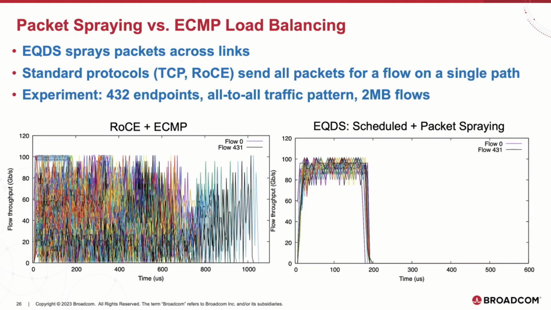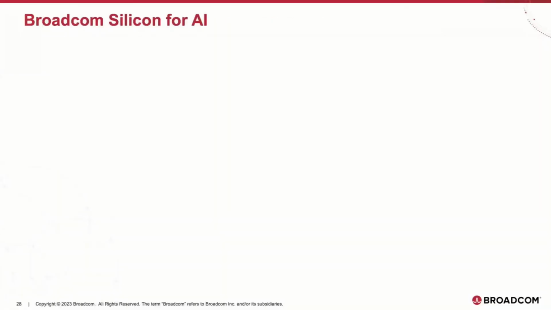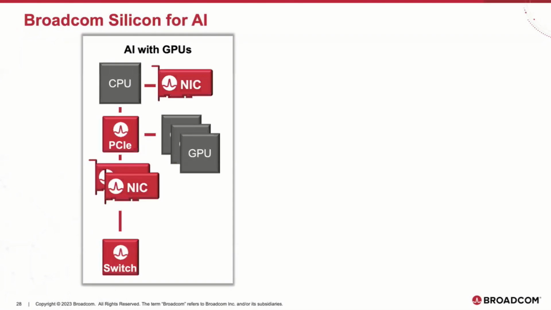Okay, so let's get into some concrete examples of how this all ties together. First off, what is the silicon that Broadcom provides for AI? In a case where you're using GPUs and CPUs, we provide NICs, we provide PCIe switches to tie together the CPUs and the GPUs, and of course we provide the switches.